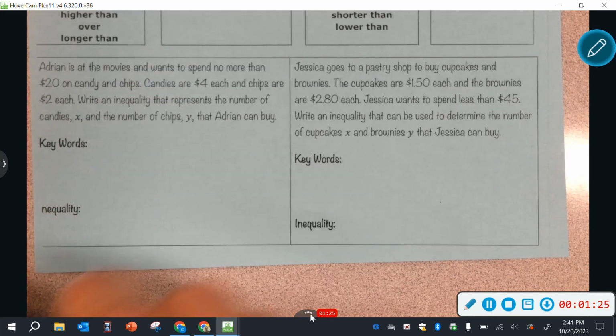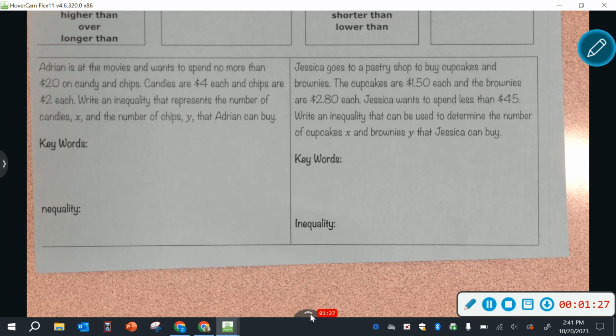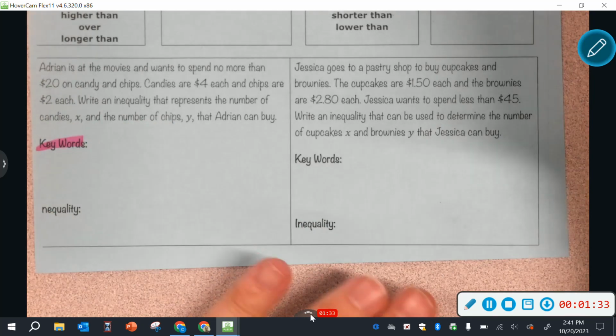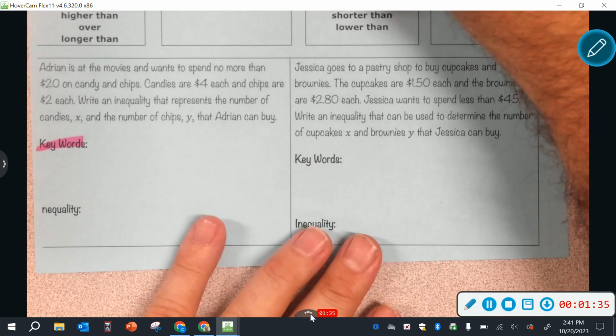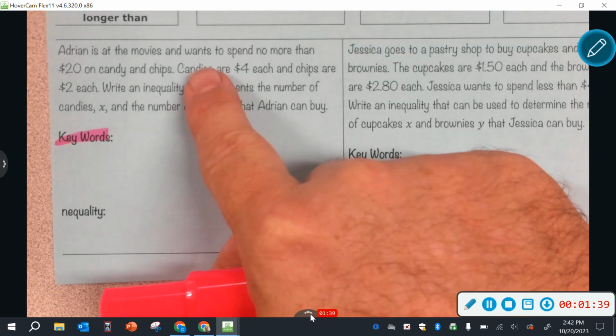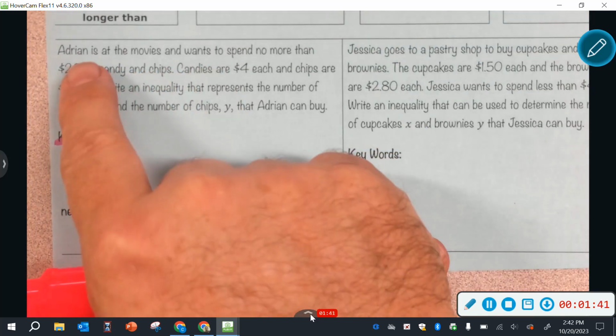So everybody should have a highlighter. So when we have a word problem, we want to highlight the key words. So in this first one here, I'm just going to read it and then highlight the key words.